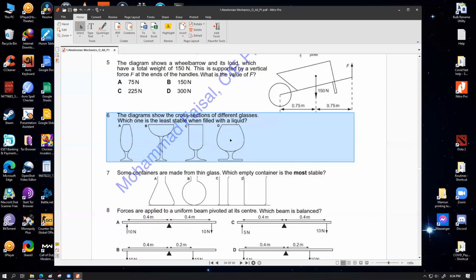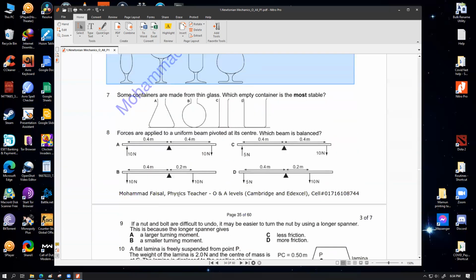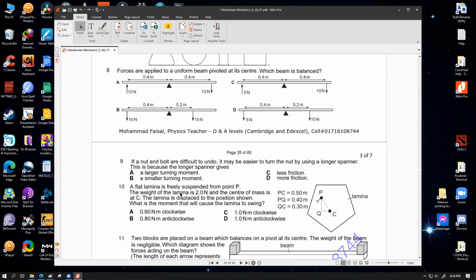Number 7, I think it makes sense. Which one is more stable? Obviously A, the conical flask is always the most stable. I'd like to discuss number 10.